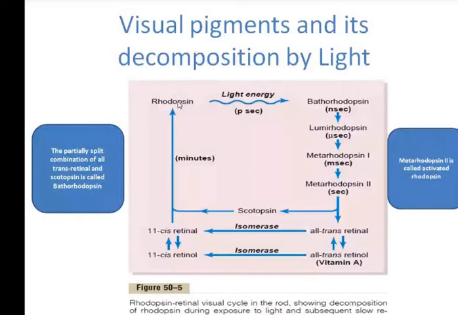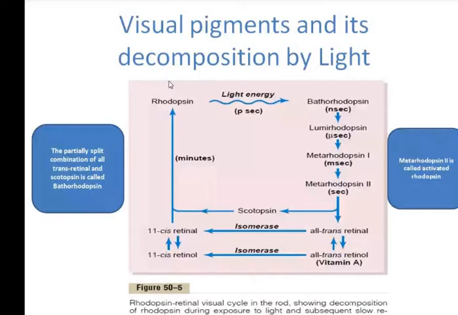This mechanism is going on. So if the question is asked about visual pigment decomposition and composition, this is the transient decomposition. This is transient, and after a certain period of time they will be sensitized again. Synthesis is going on.